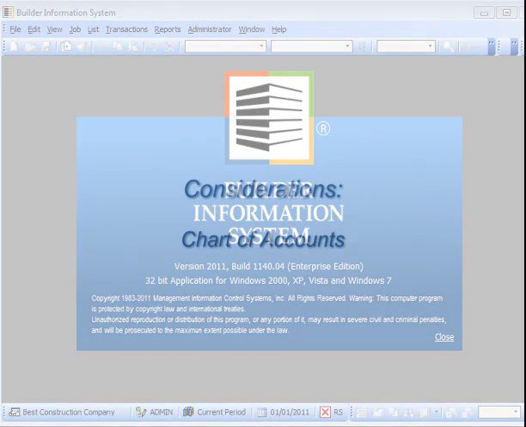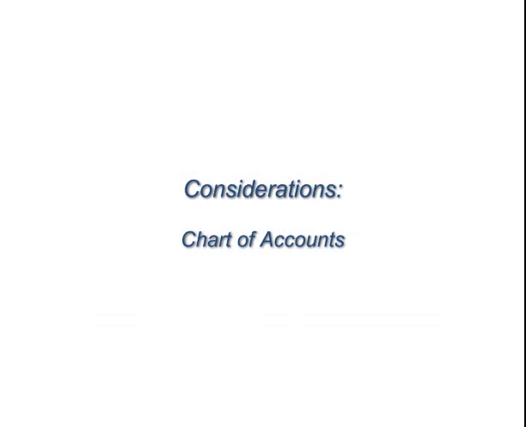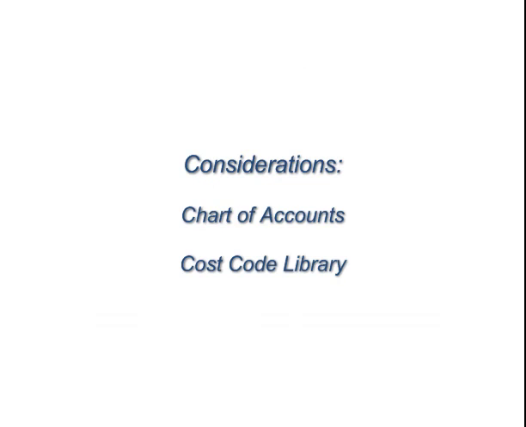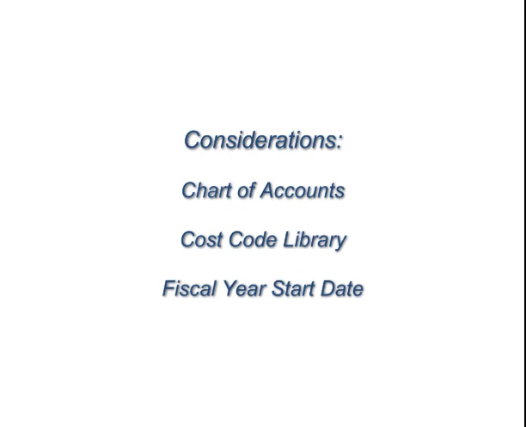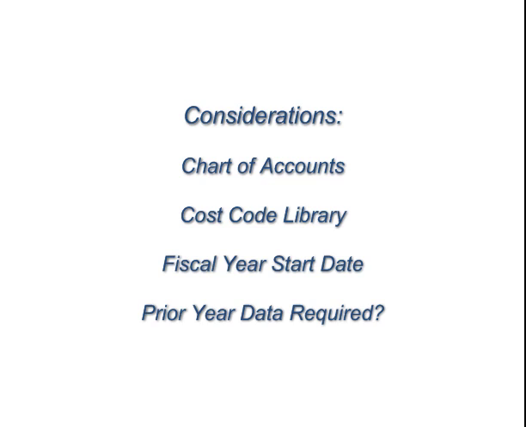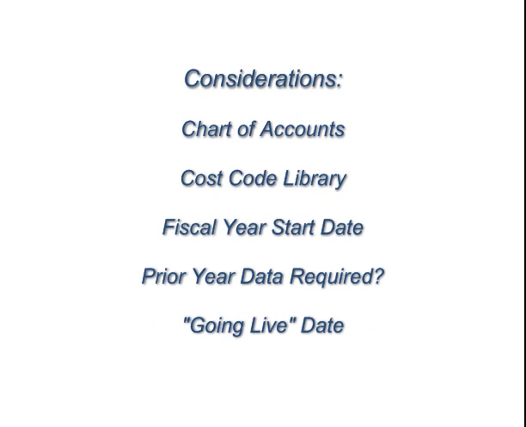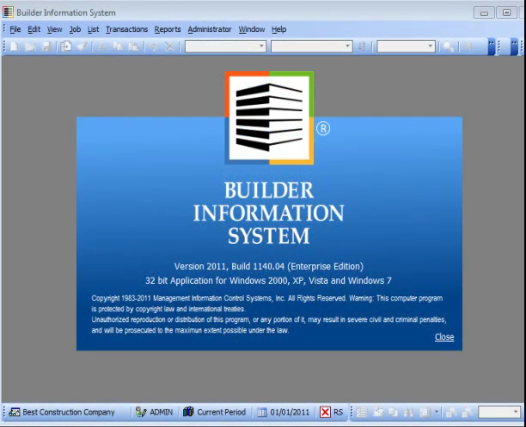They include what chart of accounts you wish to use, what cost code library you wish to use, what will be your fiscal year start date, whether you will require data and information entered for the year prior to your initial fiscal year start date, and your anticipated date for going live within Builder Information System. This tutorial provides details for creating a new company within Builder Information System.